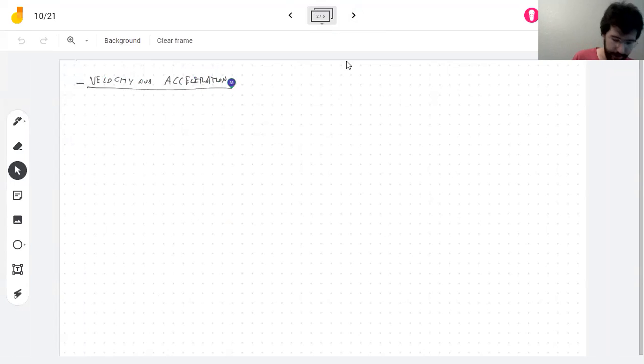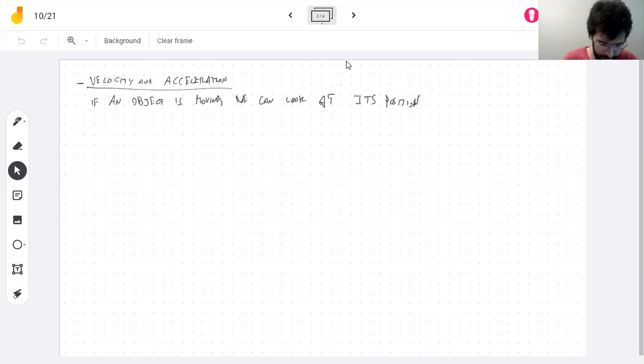And I already talked about this, so I'm not going to stop very long, but if an object is moving, we can look at its position x at time t. So this makes the position a function of time. If you tell me the time, I tell you where the car was at this moment.